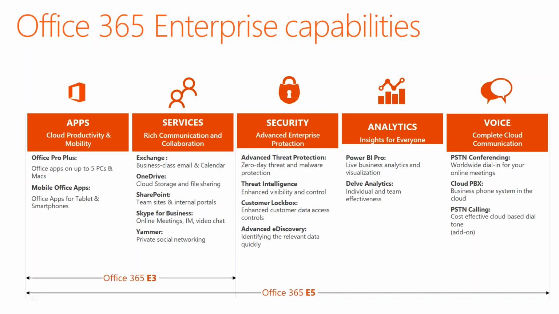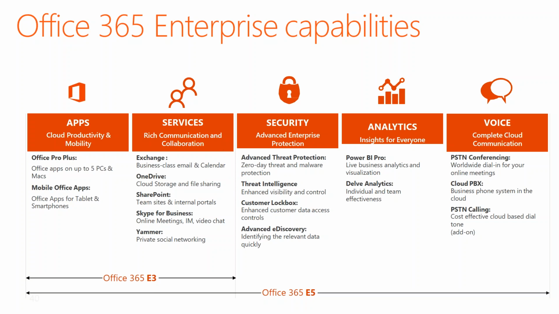The major plan that most people go for is an E3. In an E3 plan, you have Office, SharePoint, and all the other workloads that we talked about previously. And it's all about cloud productivity and rich communication and collaboration.